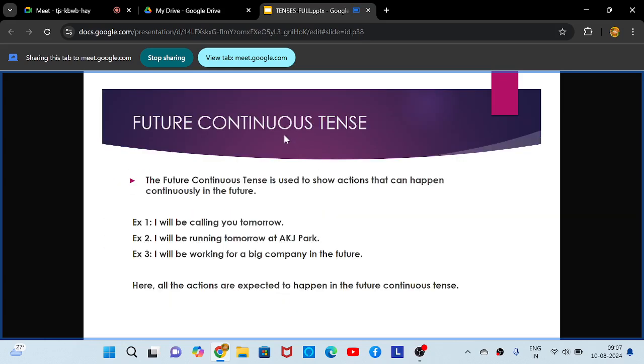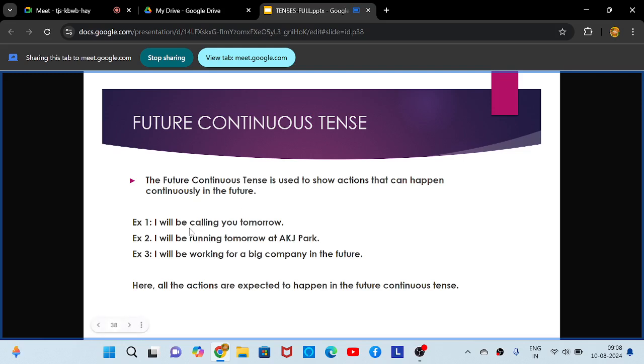And next, moving to future continuous tense. Future continuous tense is used to show actions that can happen continuously in the future, just like how we discussed present continuous and past continuous tenses. Present continuous is a tense used to express actions that continuously happen in the present. Past continuous tense is used to show actions that had continuously happened in the past. Whereas future continuous tense is used to show actions that will continuously happen, that are expected to continuously happen in the future.